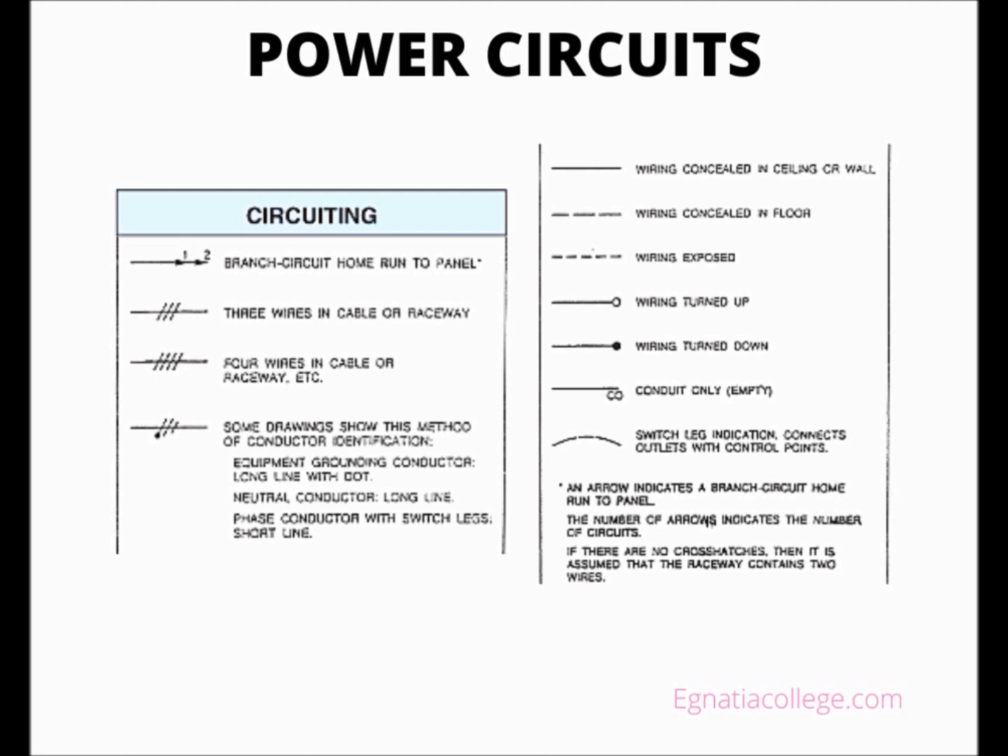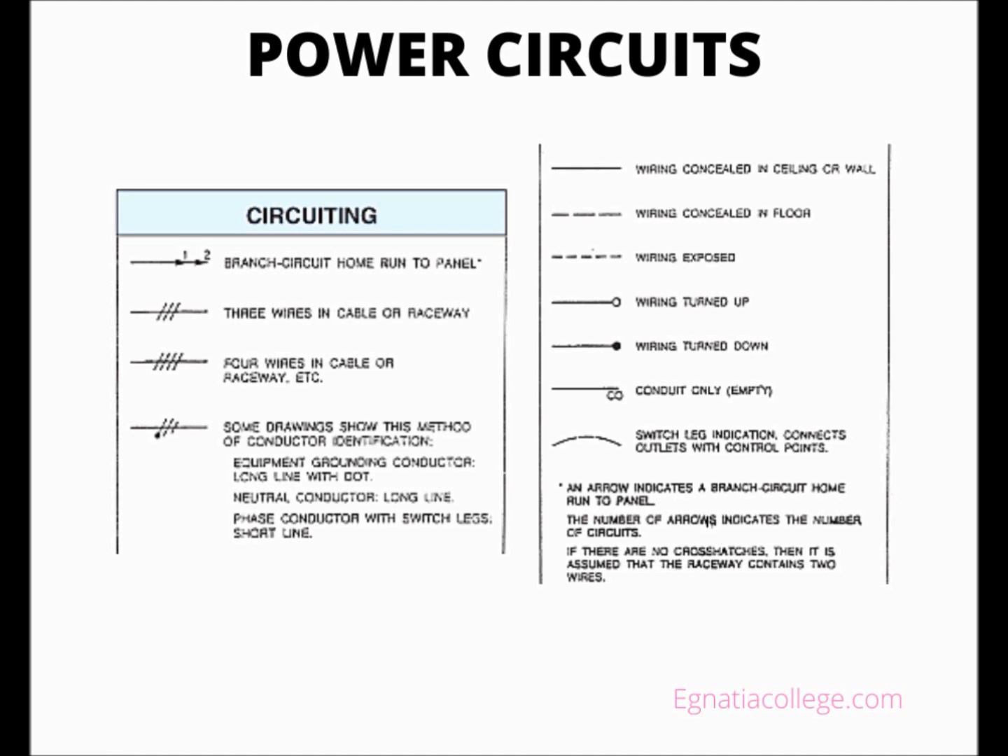Slash marks through the circuit lines are used to indicate the number of conductors. Full slash marks are the circuit conductors, a longer full slash is the neutral, and half slash marks are the ground wires. When only 2 wires are required, no slash marks are used. The typical wire size for commercial construction is number 12 AWG, American wire gauge.